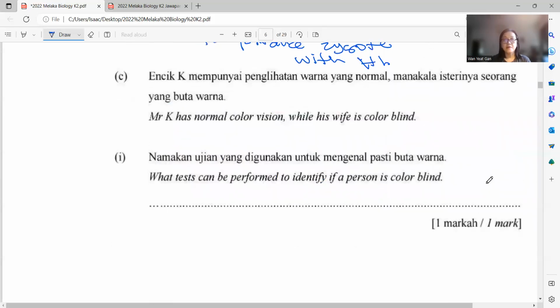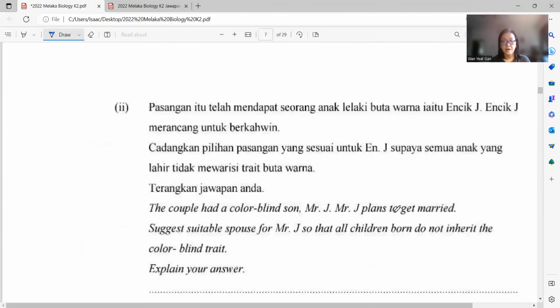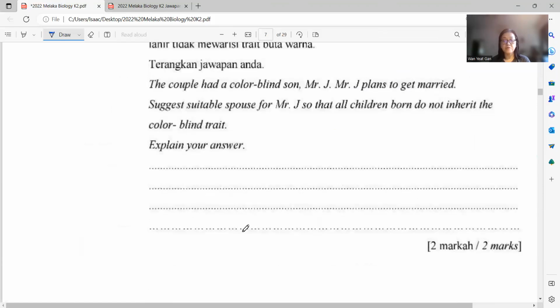Okay, next question. Mr. K has normal color vision while his wife is colorblind. What test can be performed to identify if a person is colorblind? Okay, so the test here is the Ishihara test. The couple had a colorblind son. Mr. J plans to get married. Suggest a suitable spouse for Mr. J so that all the children born do not inherit the colorblind trait.